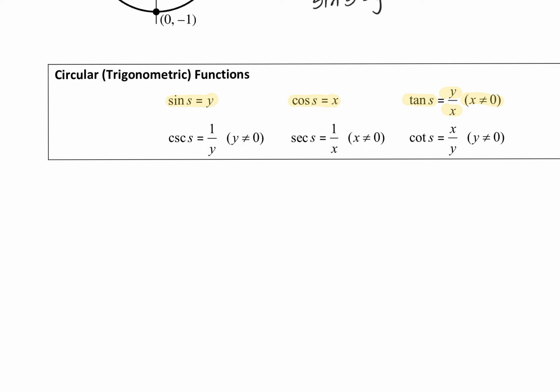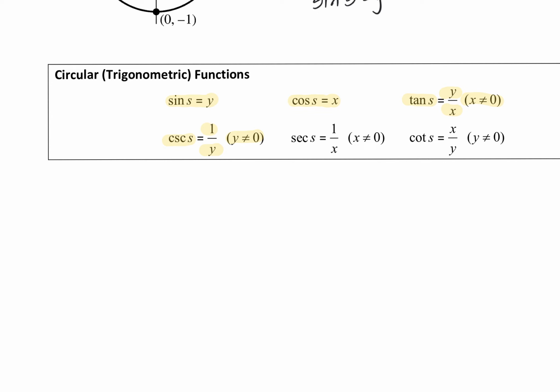We're going to define another trig function, which is cosecant. Cosecant is the reciprocal of the sine function. So if sine is y, and you flip it, so it's y over 1, and you flip it, you get 1 over y. So if you flip sine, you get cosecant. So here the y can't be equal to 0 because it's in the denominator.